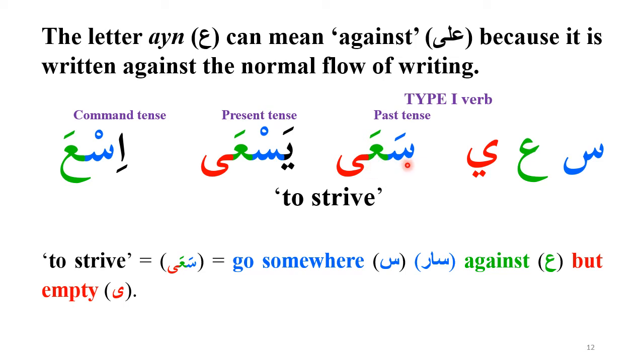And the sin is empty. You see this alif maqsura, which is empty of any dots. The actual root letters are sin, ain, ya, but here the alif maqsura is showing that the dot is empty, meaning the going is empty. It means you are trying to go, but there is something against in that direction, so you have to strive. Sa'a, yas'a, is'a. It means to strive.